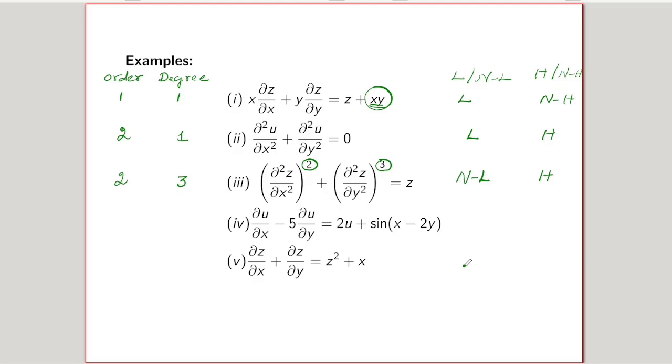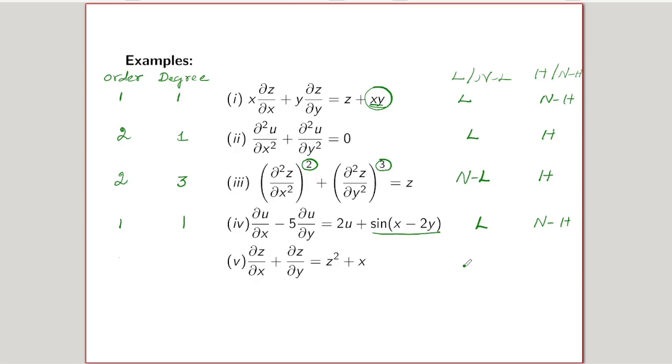And here for fourth example, the order is 1, the degree is 1, and it is a linear equation and it is non-homogeneous equation, because you can see this term sin x minus 2y, there is no dependent variable and its partial derivative in this term. So this is a non-homogeneous equation.